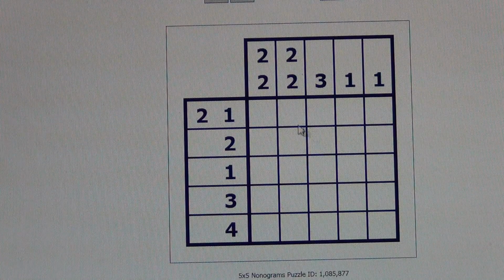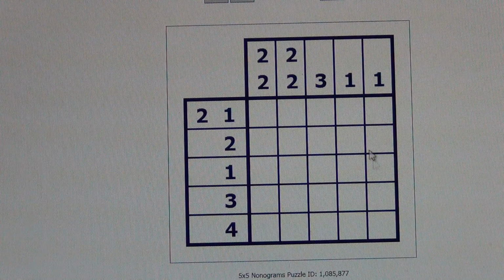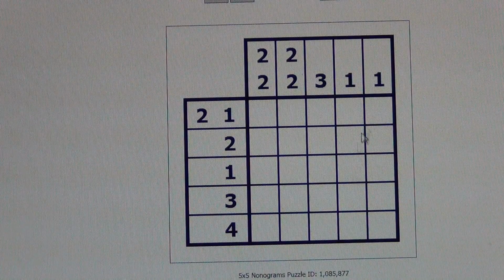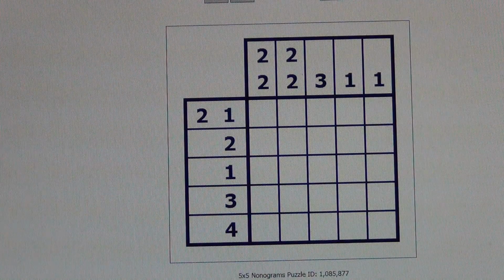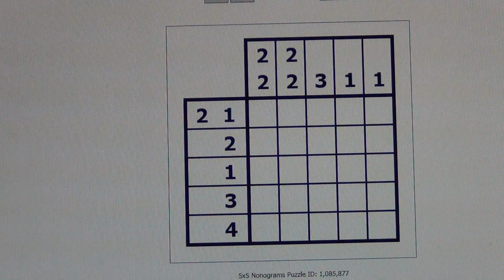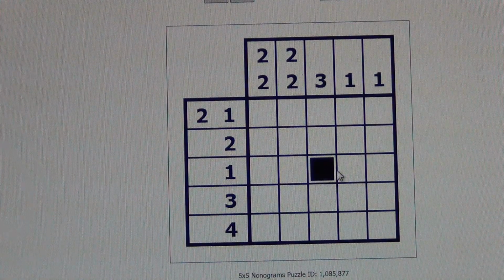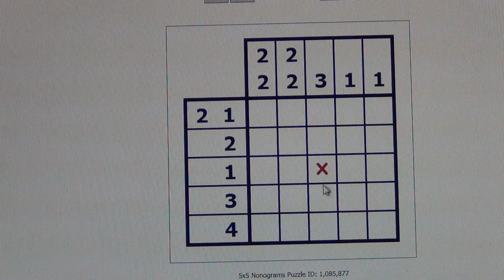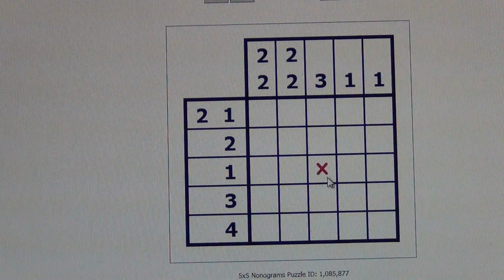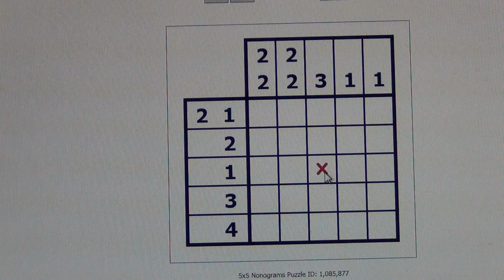It's a 5x5 grid. There are a total of 25 white blanks, and they have to be filled in. Certain ones are filled in, certain ones are blank. They'll either be a black square, or if you're going to leave it blank, you can put an X in it, and the X really helps you to see what has to be blank.